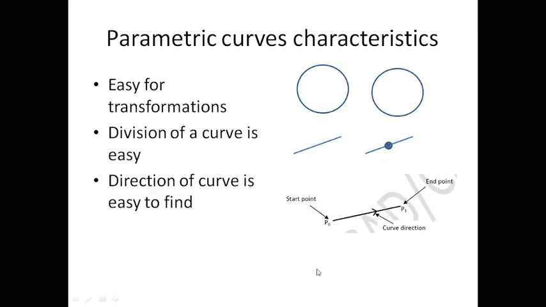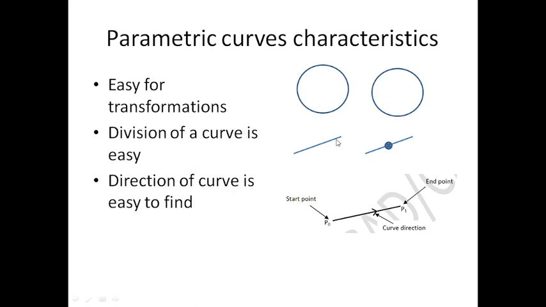I'll see in the next slide, because there is a circle and suppose it is at 0 0, you want to shift it to another point. The only thing you have to do is to add the center point in the respective coordinates that you have already seen in the parametric equation of a circle in the previous lecture. Then you have the division of the curve is very easy.